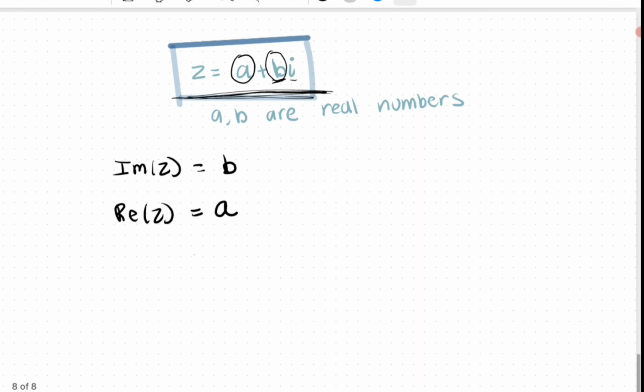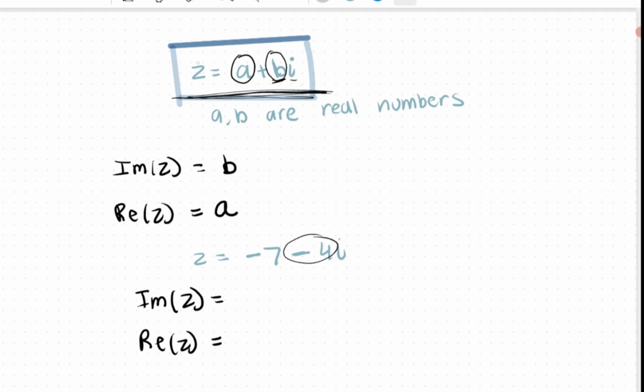But if we had another question, say z is equal to -7 minus 4i, what would be the imaginary part of z and the real part of z? Well, same thing. The imaginary part of z is the number that is multiplied by i. So it won't just be 4, it would be -4. Because remember, a complex number is in this form, z equals a plus bi. So here the imaginary part of z would be -4, not just 4. And the real part of z would be this part, -7.